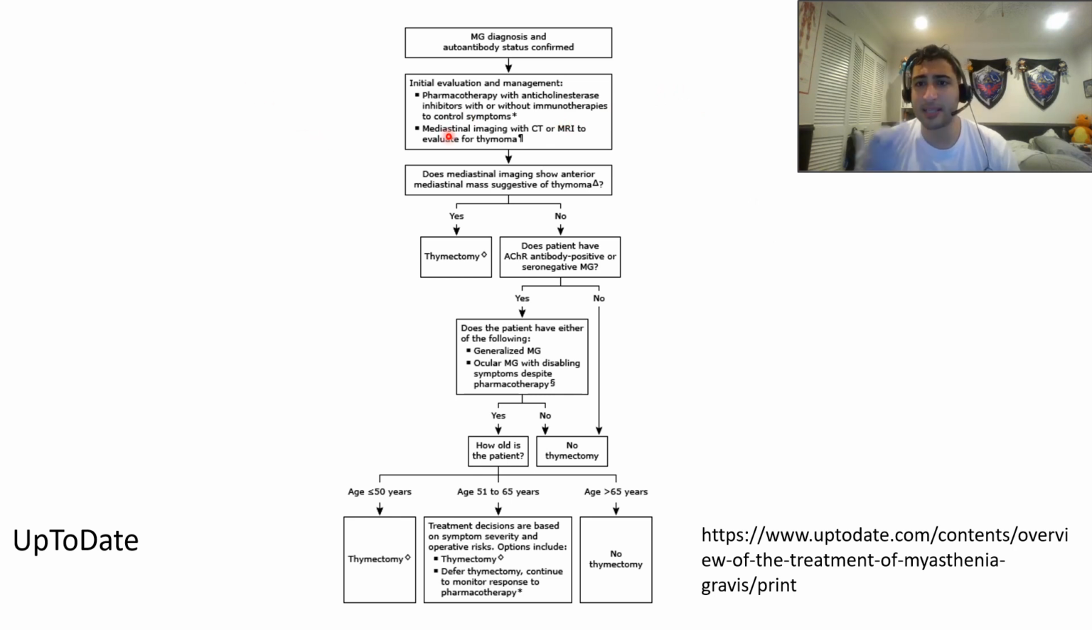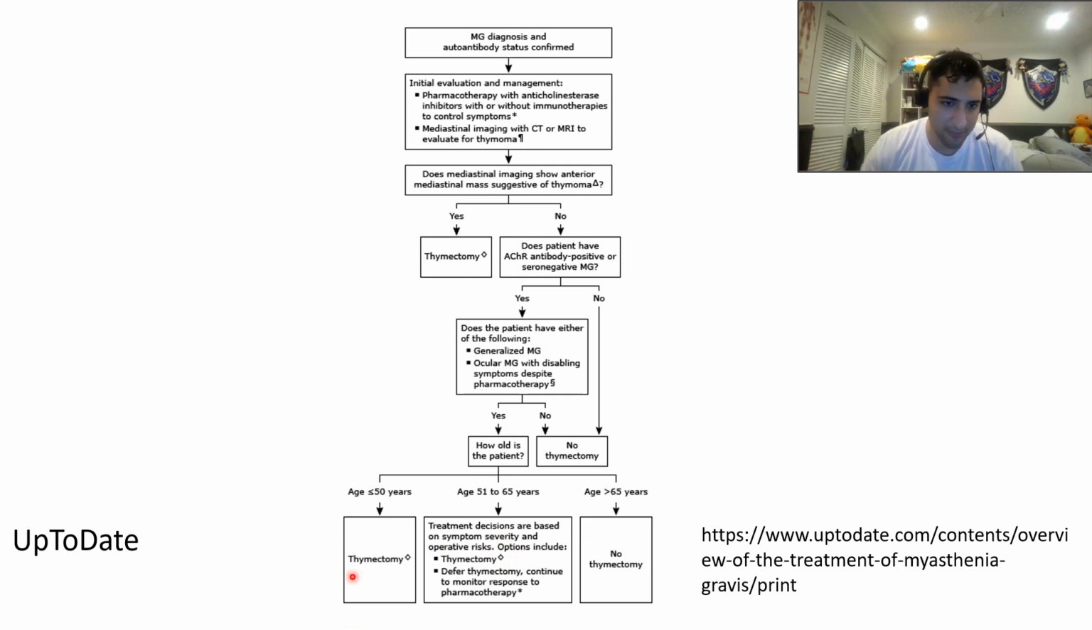And then you're going to do mediastinal imaging to look for an associated thymoma. Now, if there is one, you're going to remove it. If there's not, you're going to do a separate workup, okay? So do they have antibody positive myasthenia gravis? If they don't have antibodies, you're not going to remove the thymus. If they do have antibodies, that's like a case-by-case basis, and you can see each patient has their own thing going on.